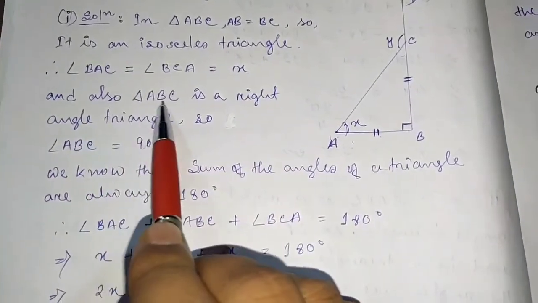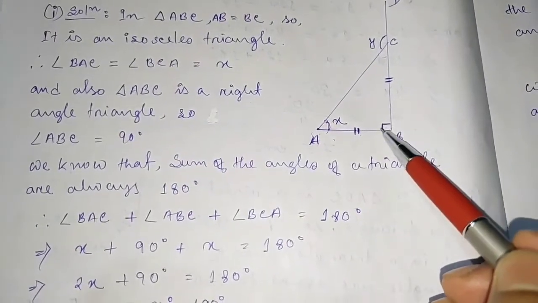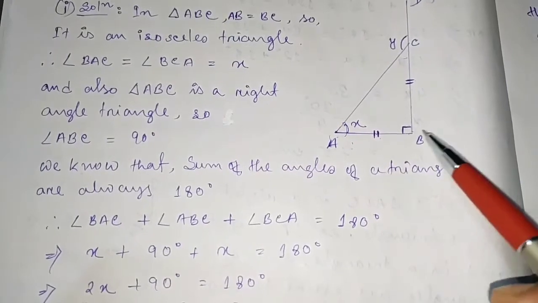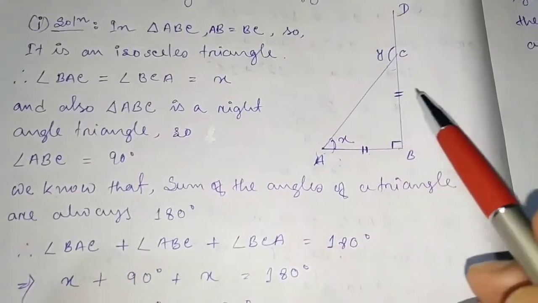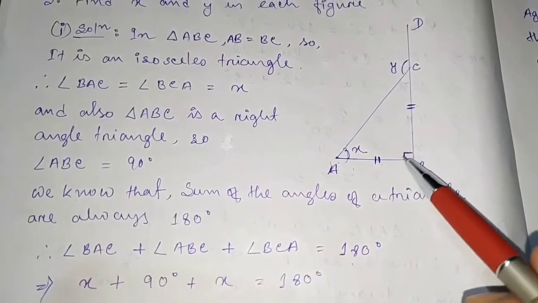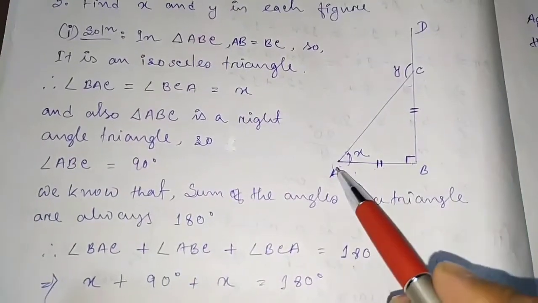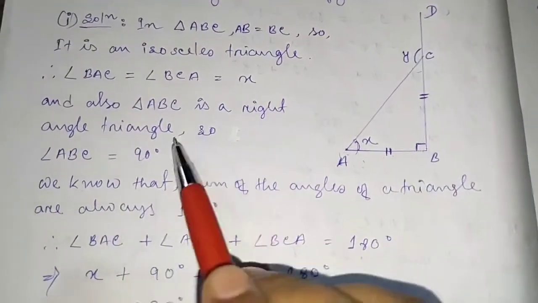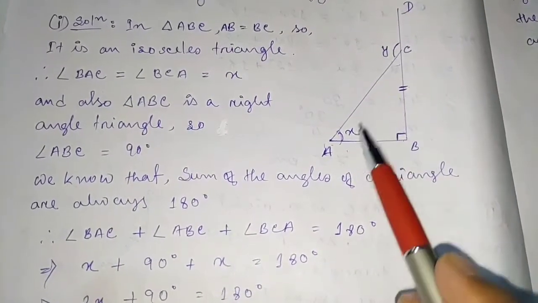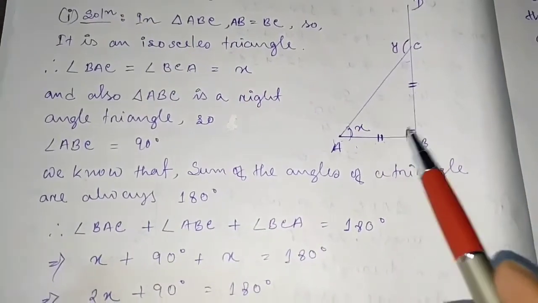And also triangle ABC is a right angle triangle, and you can see the value of this is 90 degrees, which means it is a right angle triangle. So it is an isosceles triangle, and at the same time it is also a right angle triangle. So angle ABC is 90 degrees. Clear? So angle BAC is x, and angle BCA is also x, but this one is 90 degrees.